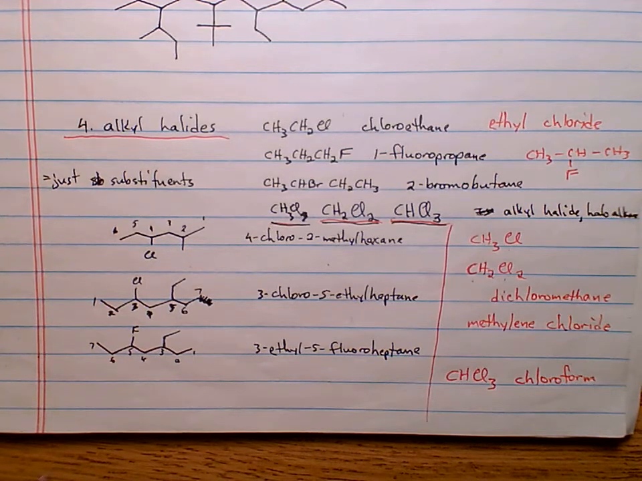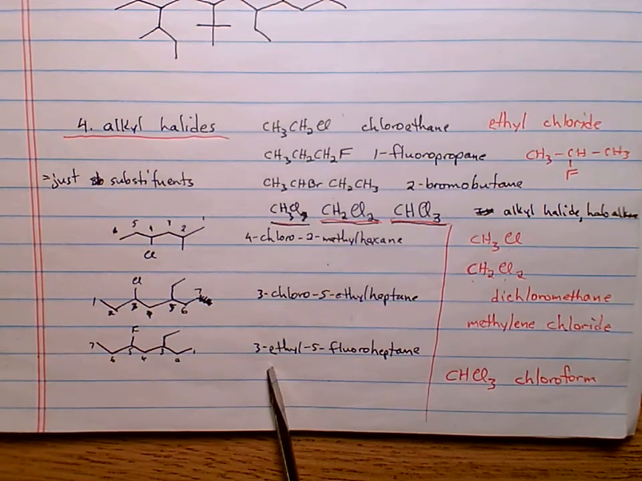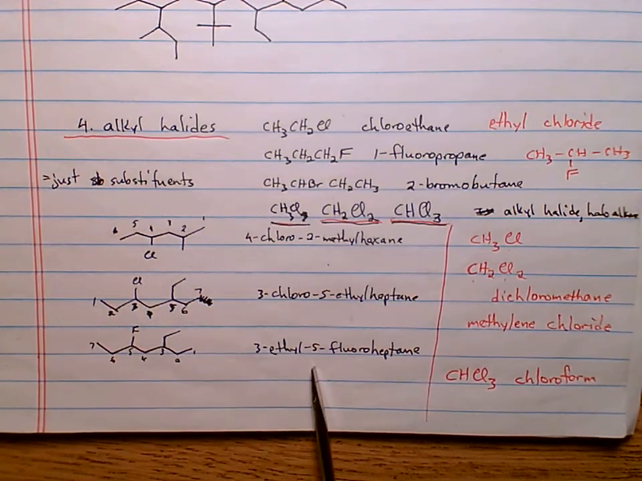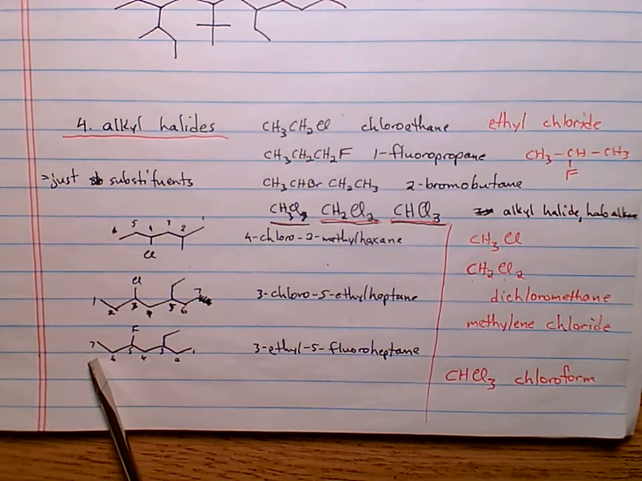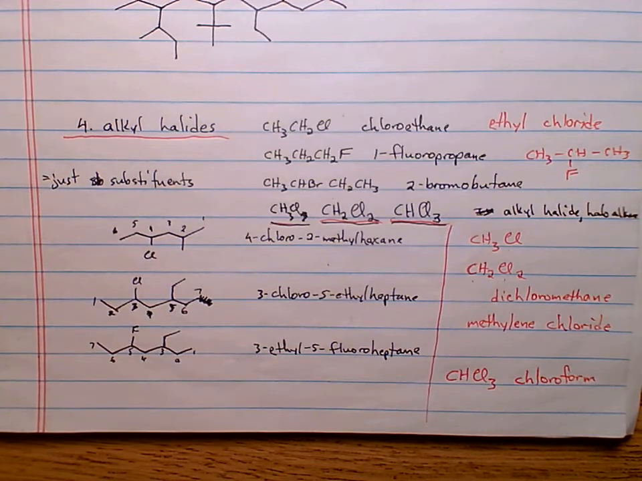And so that's why, if you just exchange the chlorine for a fluorine, all of a sudden it becomes 3-ethyl-5-fluoroheptane. And you would number it from this end in this molecule. Kind of crazy. It's the way it is.